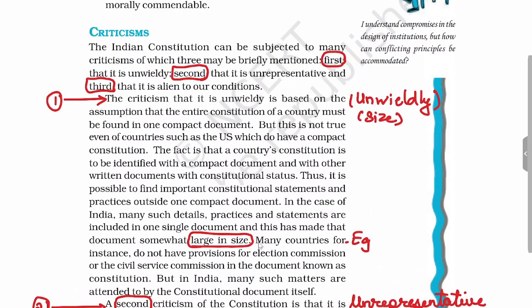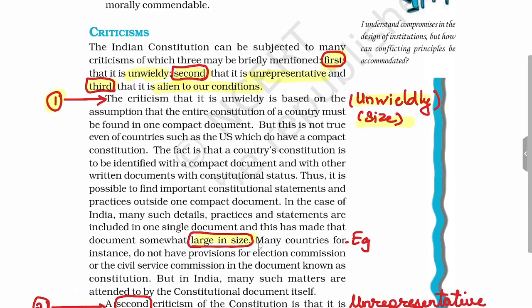There are three major criticisms. One, unwieldy, meaning the Constitution is too large in size. The Indian Constitution is the largest written constitution of the world. Second, the Constituent Assembly was not representative, since it was not based on adult franchise. Third, the Constitution of India is borrowed, and so it is alien to our condition, and there is nothing indigenous.